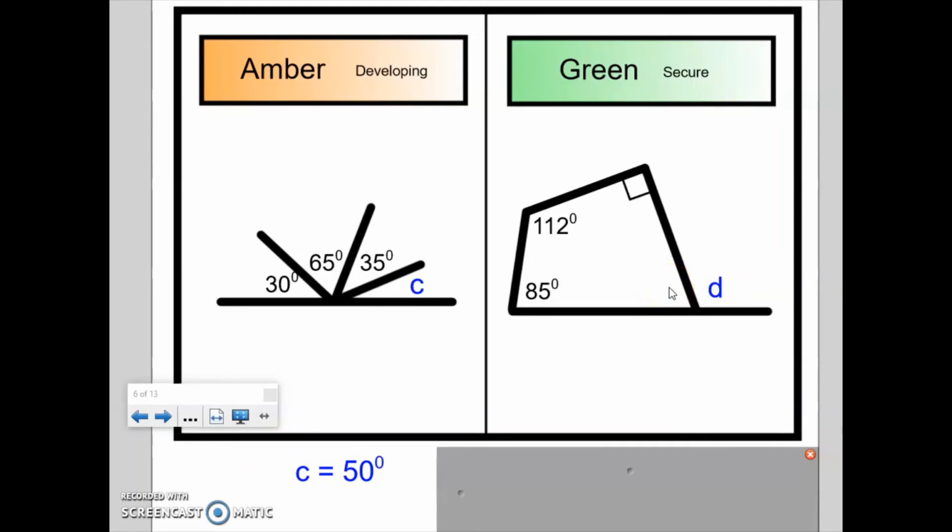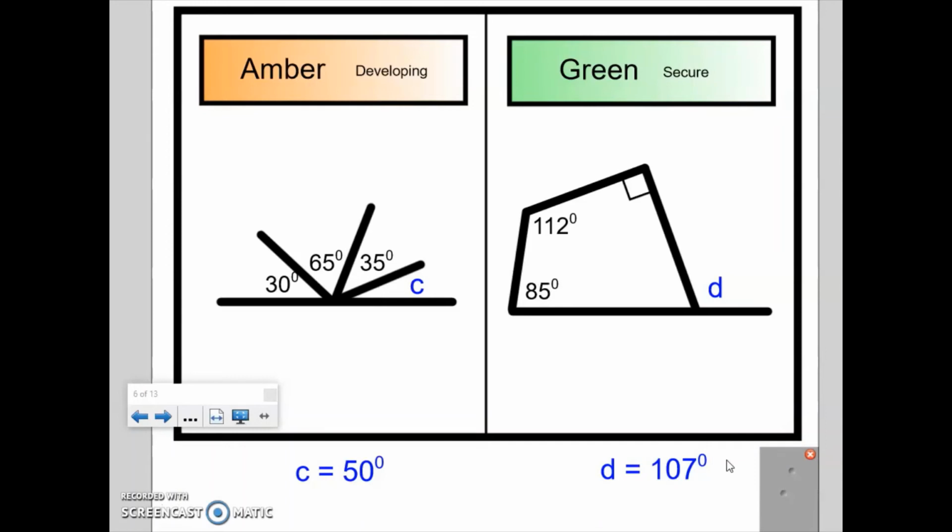But that's not what the question asks for. The question asks for angle D. If I know this angle here is 73, and I have a straight line here, that means that angle D and my known angle of 73 have to equal 180 degrees. So I take 180, I subtract 73, I'm left with my value for angle D being 107 degrees.